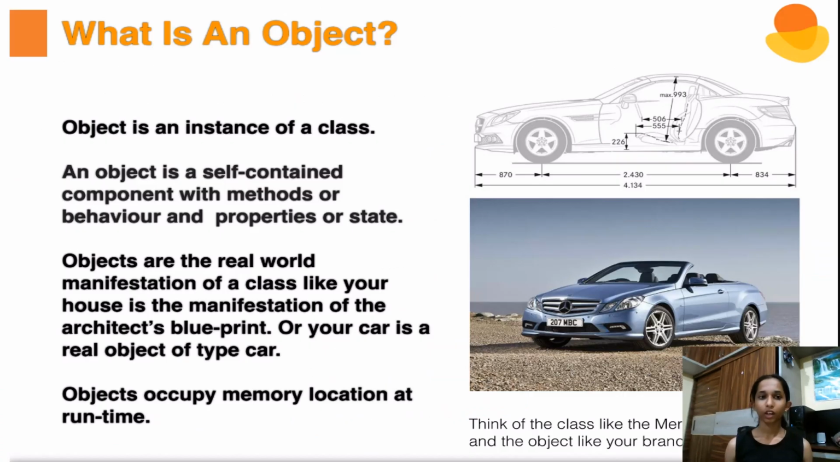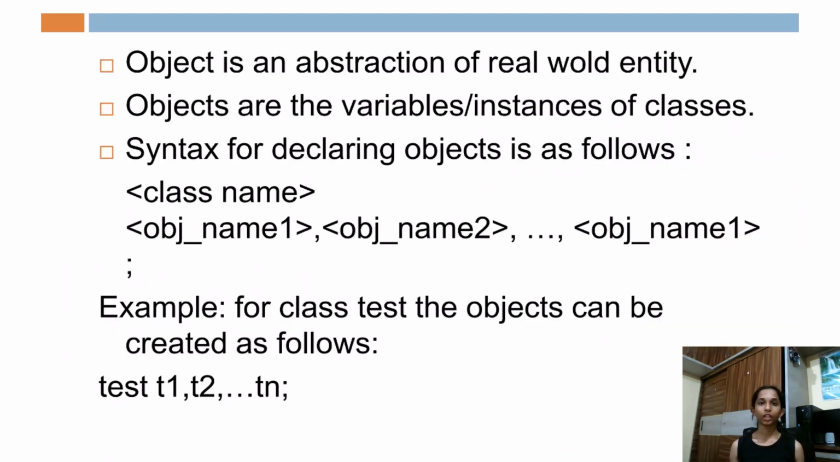What is an object? An object is an instance of a class. An object is a self-contained component with methods or behavior and states or properties. Objects are the real world manifestation of a class, like your house is the manifestation of your architect's blueprint, or your car is the real object of type car. Objects occupy memory location at runtime. An object is an abstraction of a real world entity. Objects are the variables or instances of classes.